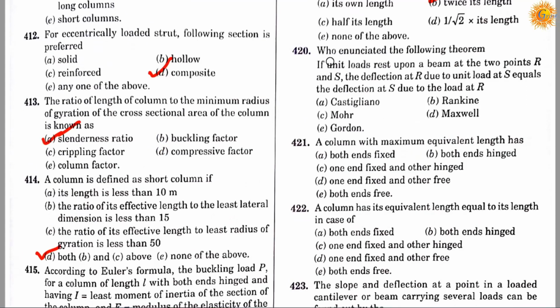Okay, question number 420. Who enunciated the following theorem? If unit loads rest upon a beam at the 2 points capital R and capital S, the deflection at capital R due to unit load at capital S equals the deflection at S due to the load at R. Option A is Castigliano's theorem, option B is Rankine, option C is Mohr, option D is Maxwell, and option E is Gordon. Okay, who's the inventor of the theorem? So correct answer D, that was Maxwell.